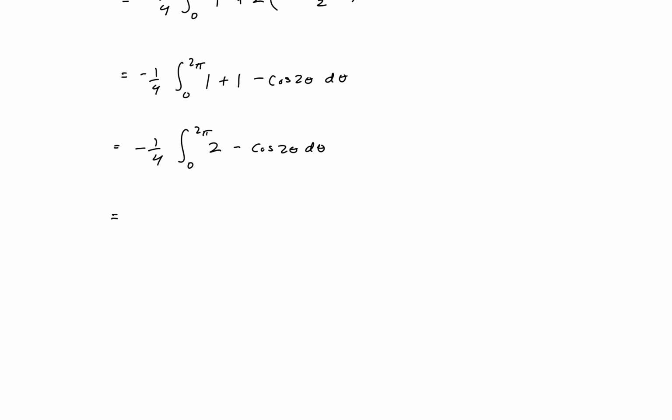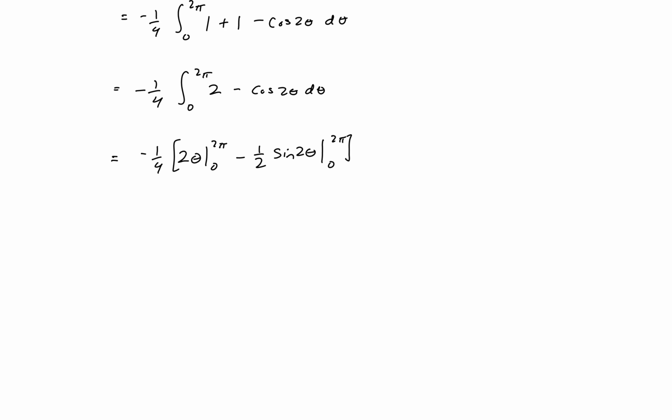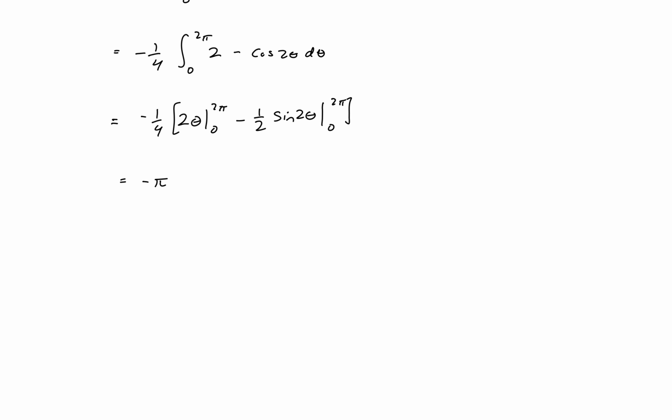And finally, this becomes minus 1/4, and I get 2 theta from 0 to 2 pi, and then I'm going to get a minus 1/2 sine of 2 theta from 0 to 2 pi. And so when we evaluate this out, I'm going to get a 4 pi, negative 4 pi there. And then the sine of 2 theta at 0 and 2 pi is 0, so I get negative pi for my final answer.